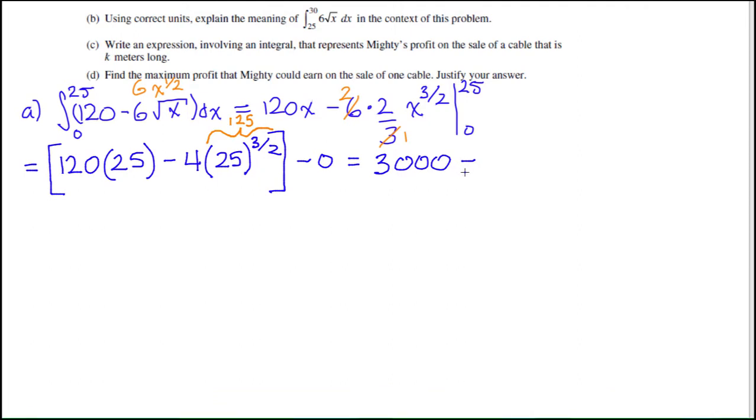125 times 4 equals 500. And that should give us 2,500.